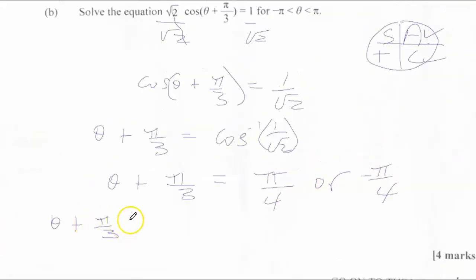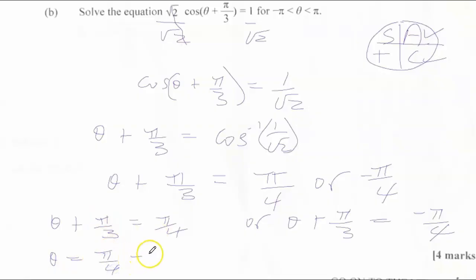Alright, so theta plus pi over 3 is pi over 4, or theta plus pi over 3 could also be negative pi over 4. So to solve for theta, we can group everything on the right hand side. So that's pi over 4 minus pi over 3, which is negative pi over 12. Here we have minus pi over 4.